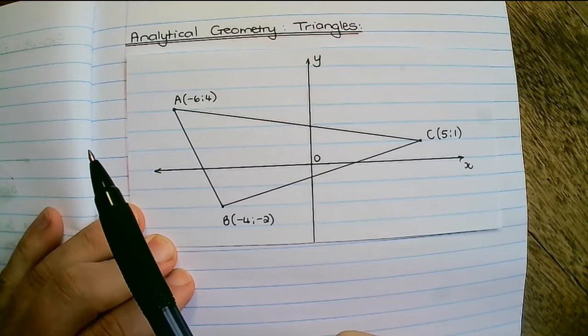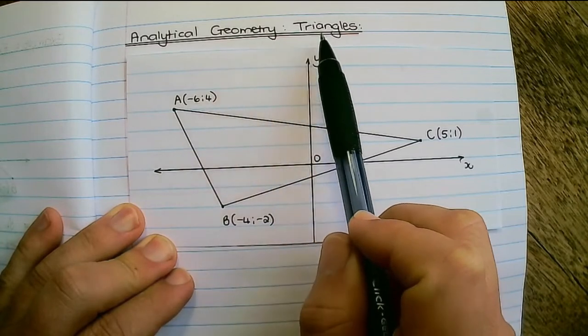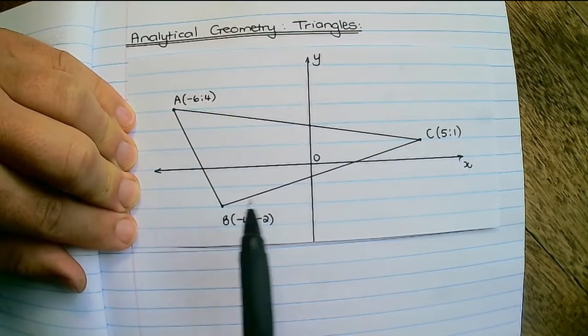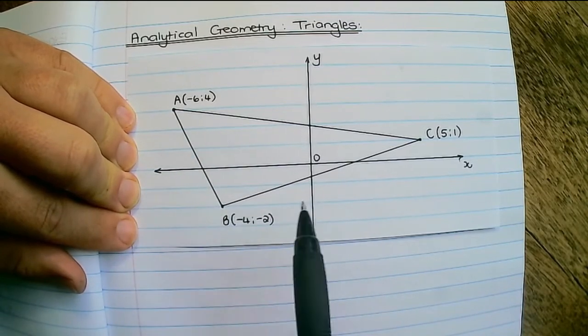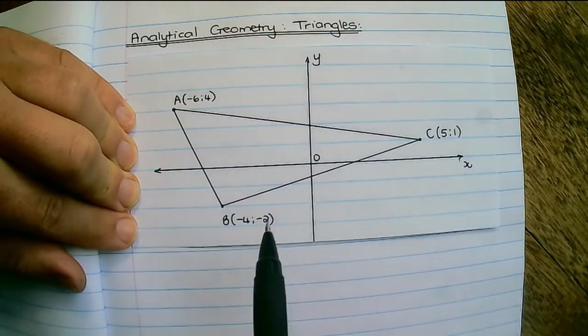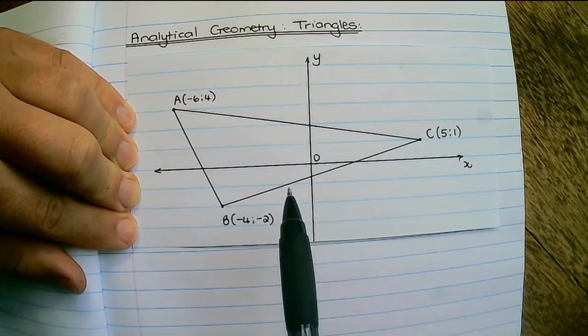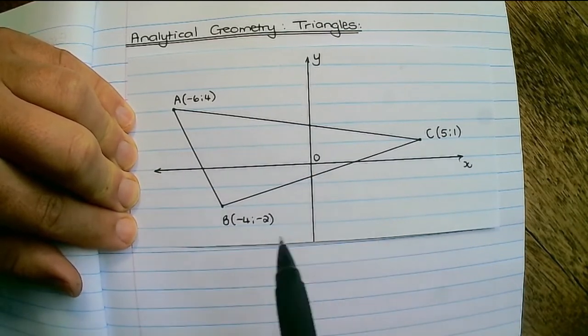In this video, we are continuing with analytical geometry and we will be working with triangles. So we are going to answer a few questions based on this triangle. We'll prove whether or not it's a right angle triangle, find its area, find the equation of a few lines, and also find the sizes of different angles within this triangle.